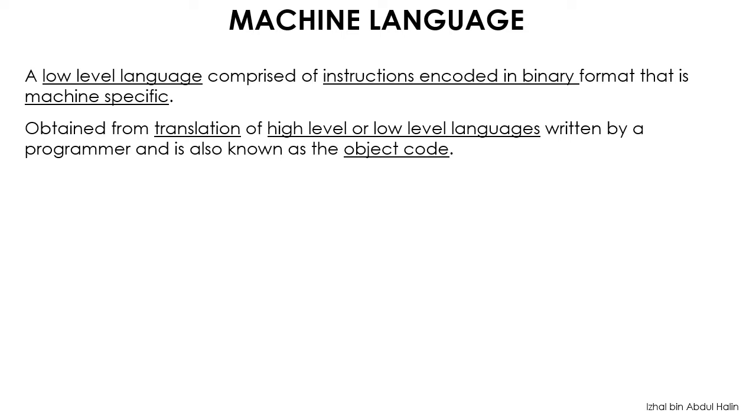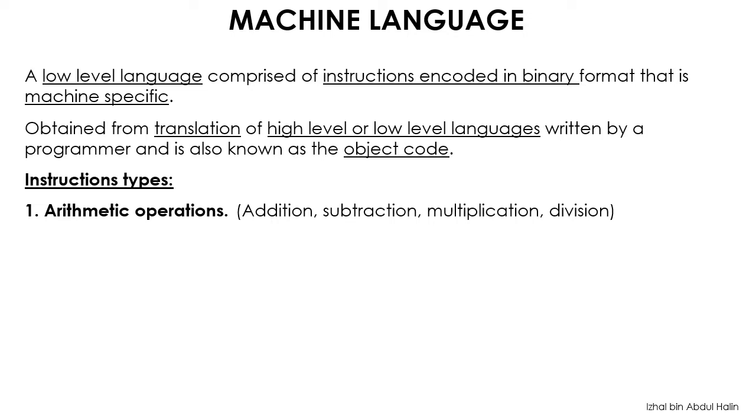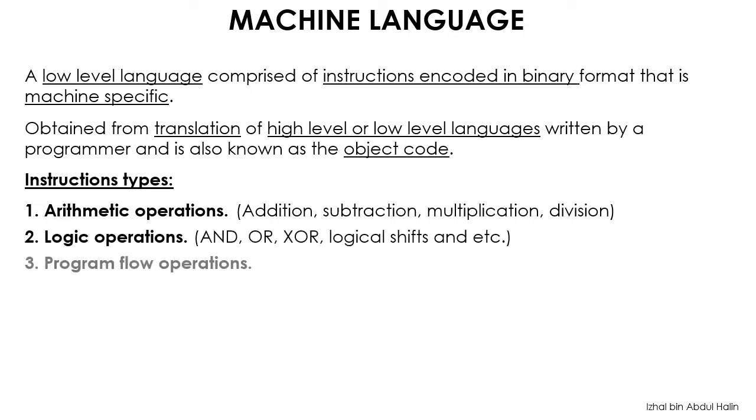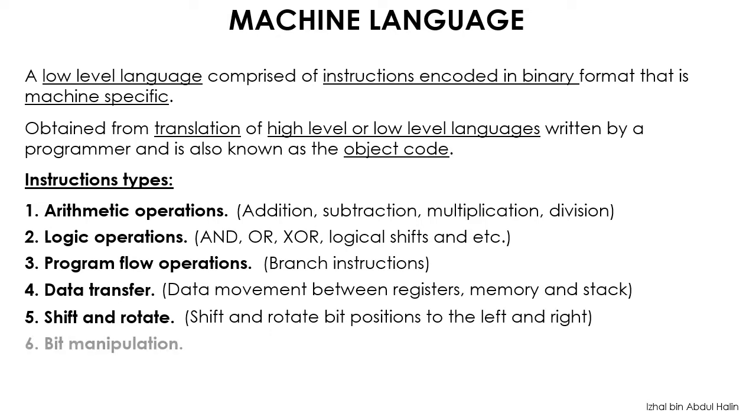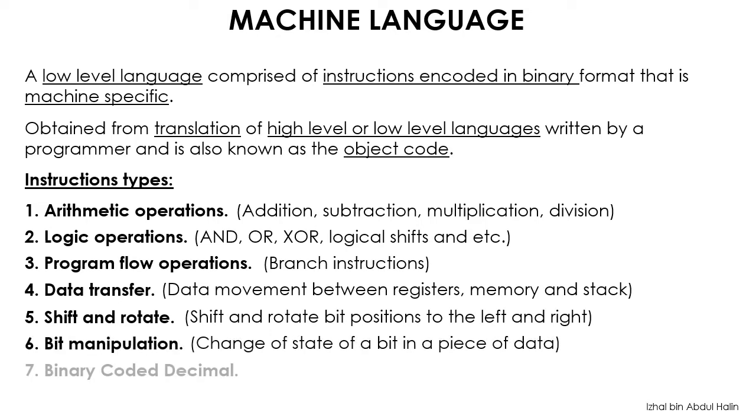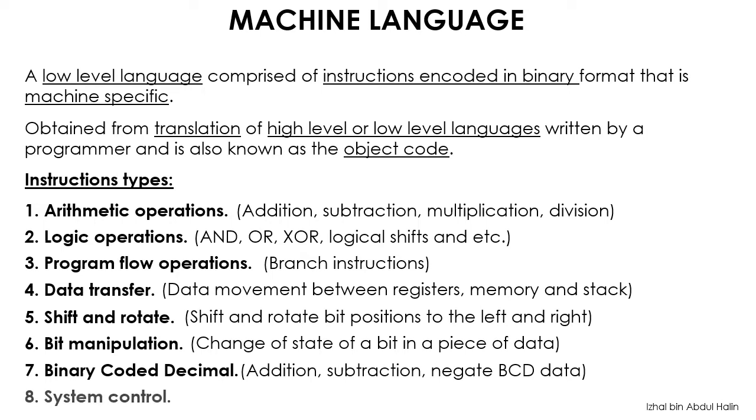In any programming language, there are a lot of instructions that can be used by the programmer during the course of writing a program. These instructions can be subdivided into many types according to their function. Here is a list of the types of instructions that a microprocessor is able to execute. 1. Arithmetic operations. 2. Logic operations. 3. Program flow operations. 4. Data transfer. 5. Shift and rotate. 6. Bit manipulation. 7. Binary coded decimal. 8. System control. We will study some of the instructions from each of these types in a later video.